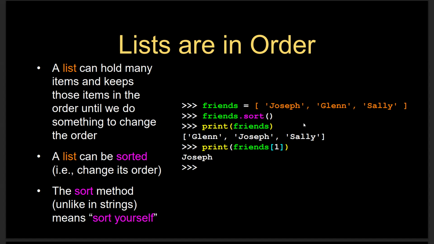So a list can be sorted. It means you can sort this list, you can change the order. By using sort, you can change its order. The sort method means sort yourself. So what will this sort method do? It will sort all the things in ascending order.